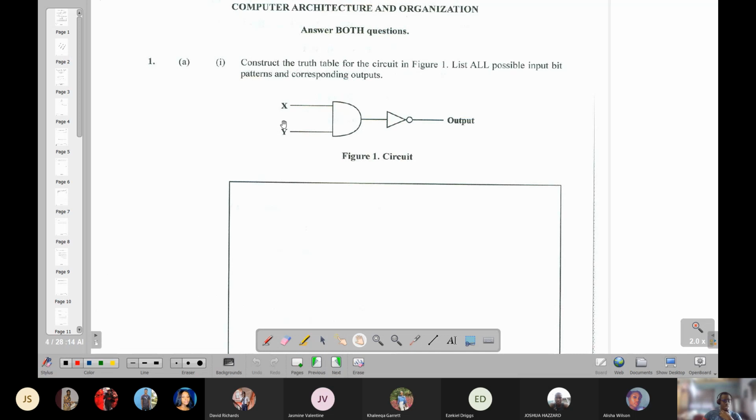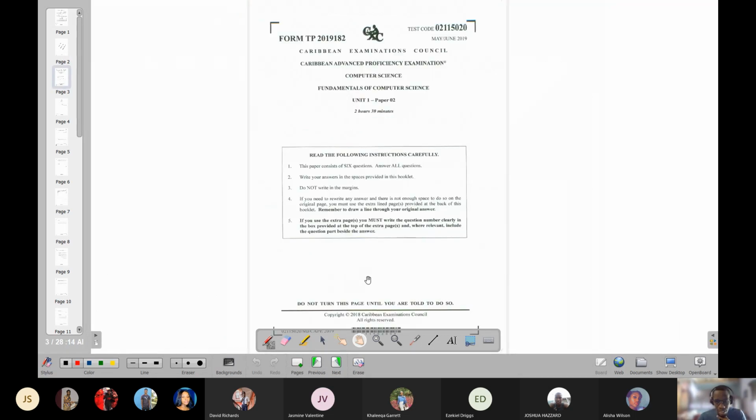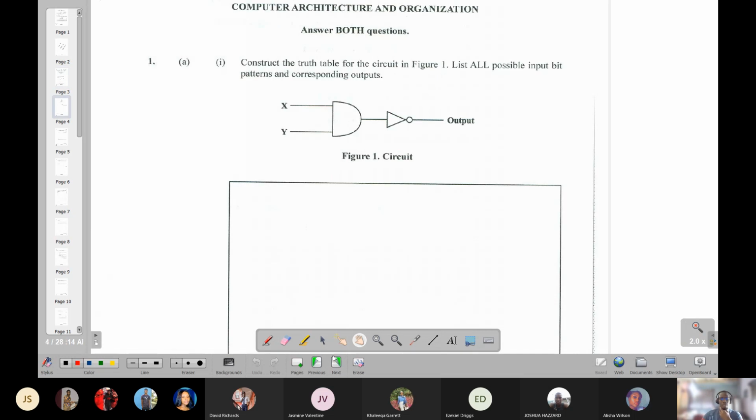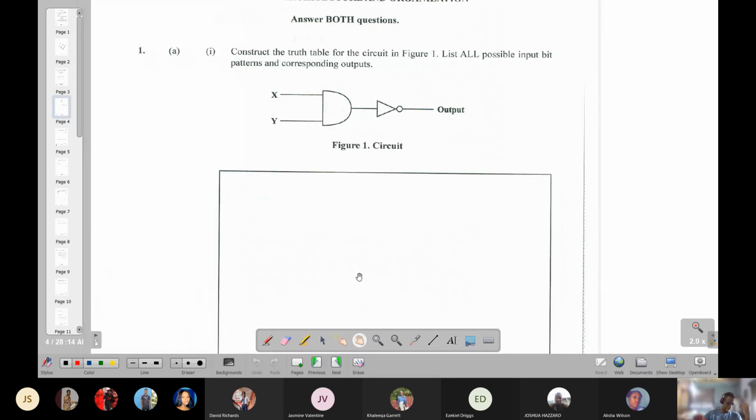Right, so this is, what year was this? This is a 2019 paper, basically, that you all got from mock exams. The first thing that we would have to do for this would have been to figure out what the expression was that was related to this so that we can draw the truth table for it.